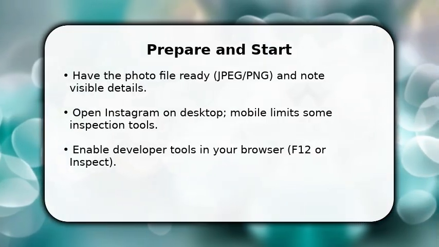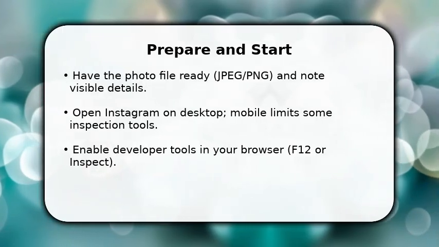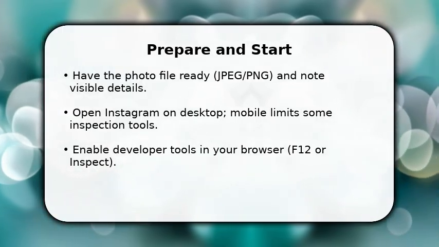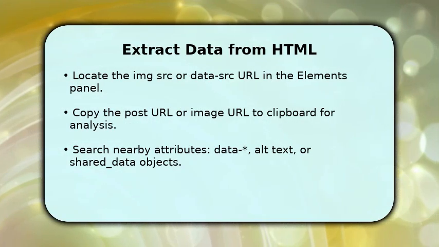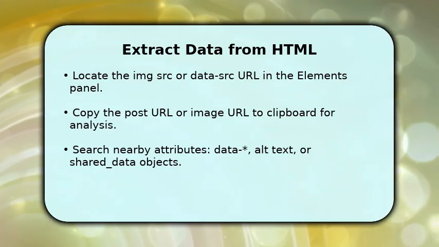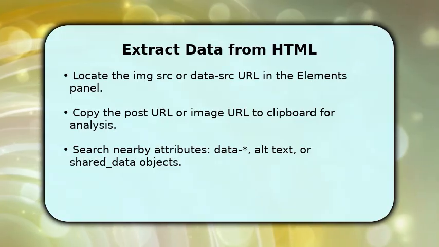You need the URL or the post link now. Keep the browser console available for the next steps so you can copy values quickly. Now you dig into the page source to find identifiers. Once you locate the img src, copy that image URL. Make sure to also capture the parent anchor with the post link.